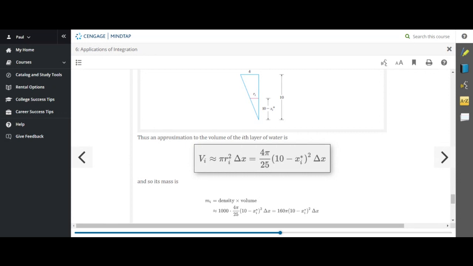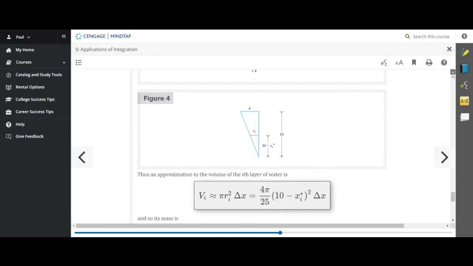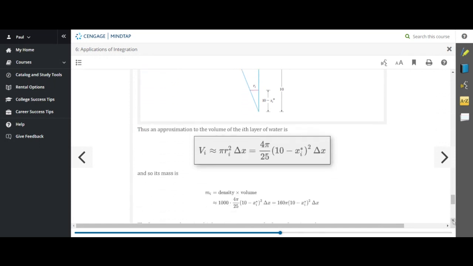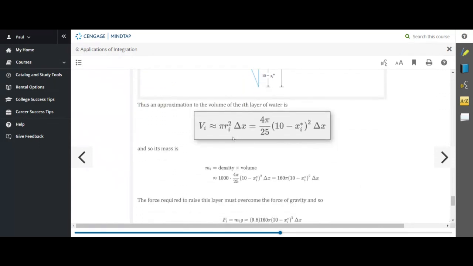Look at the ith layer of water. The ith layer of water is a disk or a cylinder. The volume of it, that's right, Sean, good. The volume of a cylinder is pi r squared times the height. Well, the height is delta x. And so in this problem, the volume is pi r squared times delta x, but r is 2/5 times the quantity 10 minus xi. If you square that, you're going to get 4/25 times 10 minus xi squared. And that's how you get the volume.